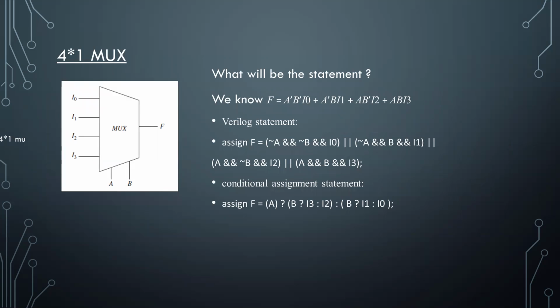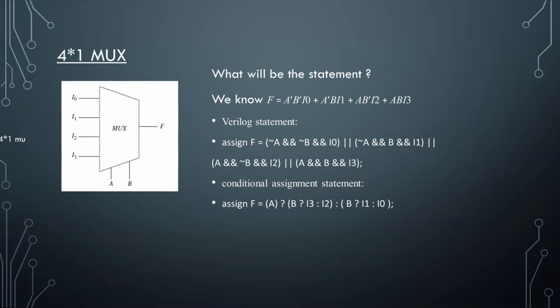Now we are going for the 4x1 mux. It is similar to the 2x1. We will have 4 inputs, 2 select pins, and 1 output. So the Verilog function will be assign F is equal to the function of A bar and B bar ANDed with I0, ORed with A bar B I1, ORed with A B bar I2, ORed with A B I3. This is the function that we'll be using.